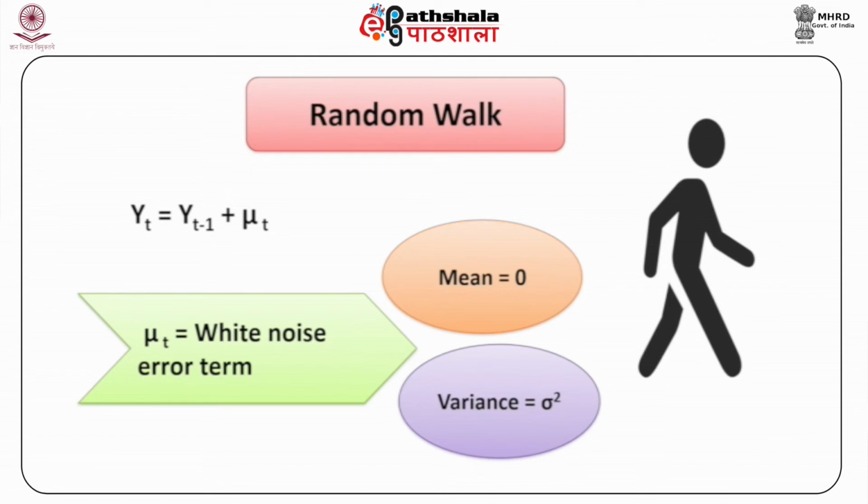Random walk process can be classified into two parts. First is random walk without drift, which is expressed as yt = yt-1 + ut. Here, ut is the white noise error term with mean equal to 0 and variance sigma square. In the random walk model, the value of y at time t is equal to its value at time t-1 plus a random shock.